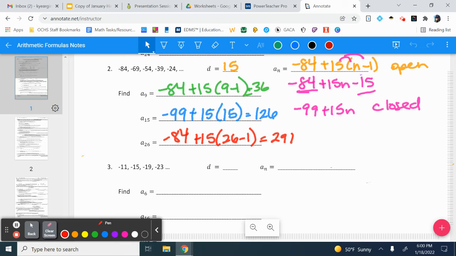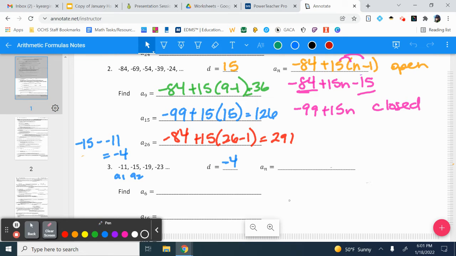So as we're looking again at number 3, we want to find the common difference again before we can start. If you're having a hard time, you can take A2 and you can subtract A1. So negative 15 minus negative 11. And when you do that, you get negative 4. Hopefully you can tell that I am adding negative 4 every time here.